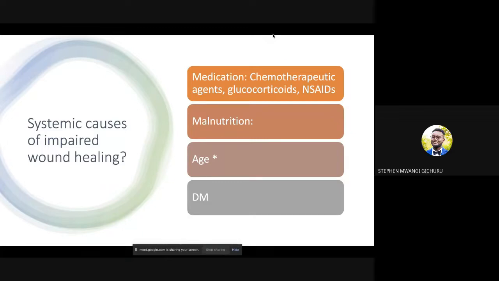Corticosteroids have a similar effect to the chemotherapeutic agents. So they cause neutropenia. They also cause anemia, and they also cause thrombocytopenia, which we've seen. All the cells in the blood are important in wound healing. So it causes them to go down.